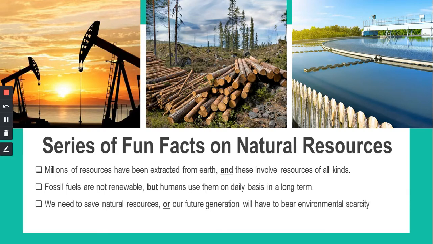Now let me show you the third example. This one is or. Atau dia menunjukkan alternative atau options. Again, we need to check the comma. For example, for number 3 atau third example, we need to save natural resources or our future generation will have to bear environmental scarcity. Kita perlu menghemat penggunaan sumber daya alam atau generasi masa depan akan mengalami kelangkaan sumber daya. Okay, so it's all about option or alternative.